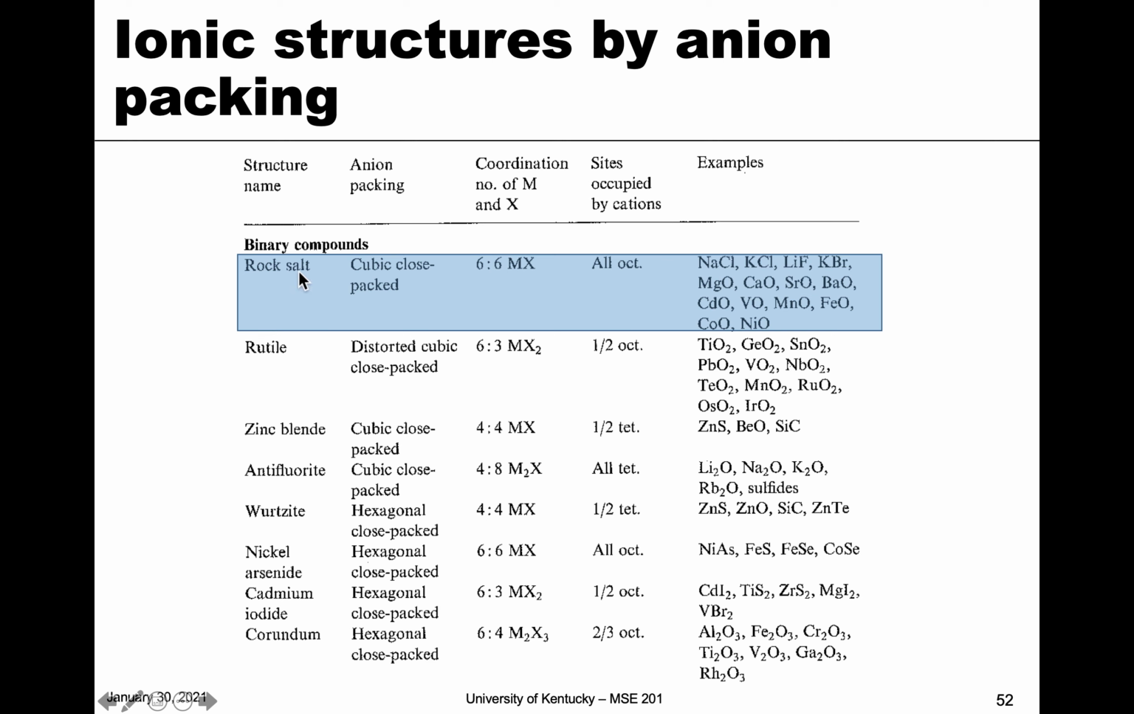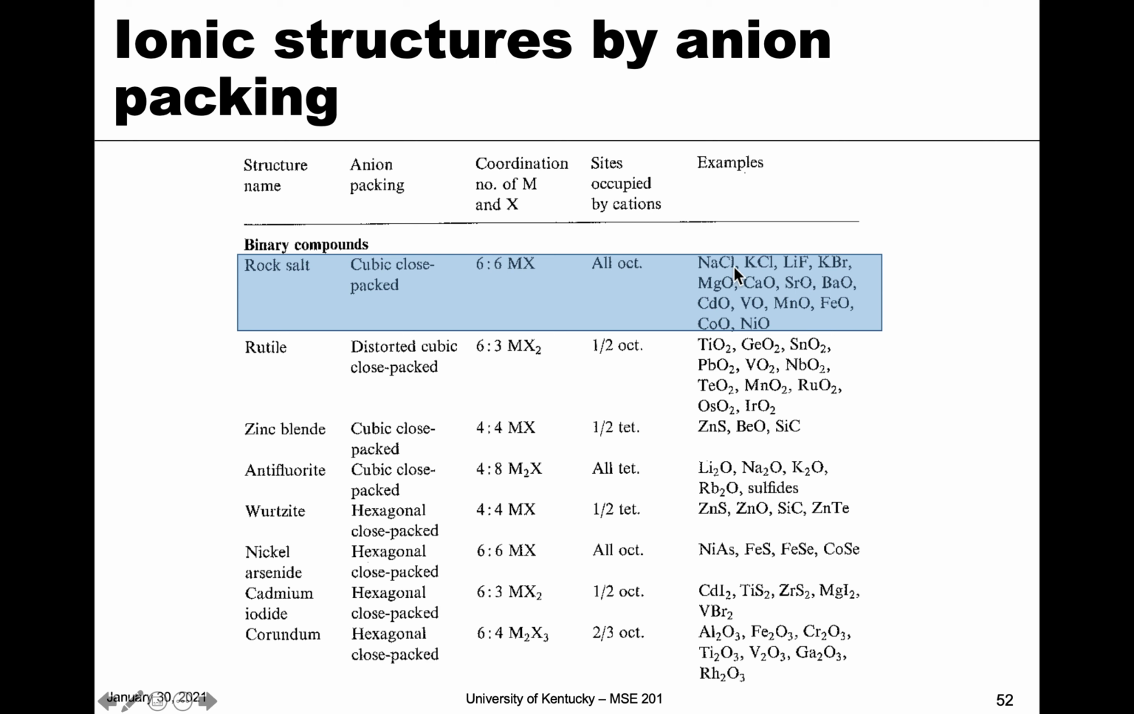Rock salt alone, they call it the cubic close packed, but it's FCC. If we look at the coordination numbers, we'll see that both of them are coordinated by the other by 6, and then we have a 1-to-1, so MX. So we have 1 metal, 1 non-metal in that structure, and we got that by filling all of the octahedral sites with cations. So we think of this as the rock salt structure.